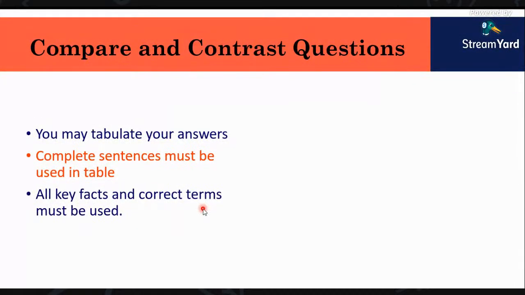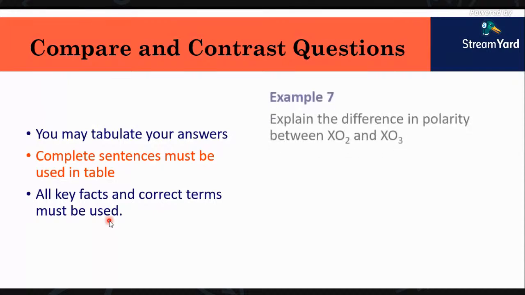So the next type of question that we are going to see under chapter 4 is compare and contrast questions. For these questions, you are allowed to tabulate your answers. But remember, even if you are tabulating your answers, you have to write complete sentences when you are filling up your table, and make sure all key facts and correct terms are used. Let's look at an example so that you have a clearer picture.